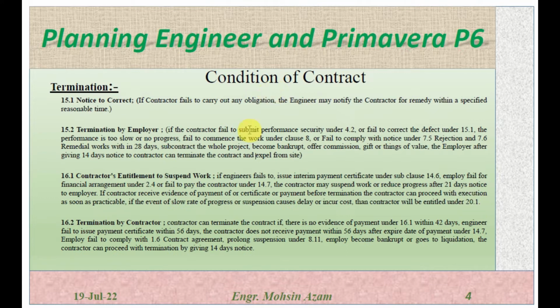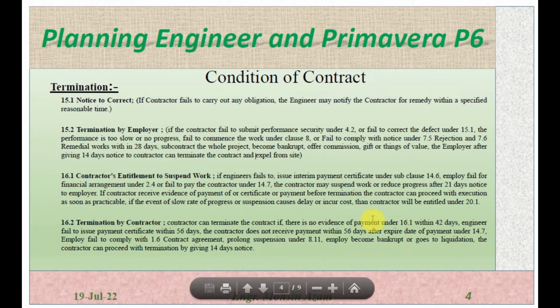The termination by contractor. The contractor can terminate the contract if there is no evidence of the payment under 16.1, as we discussed. So under 16.1, if there is no evidence of the payment within 42 days, or if the engineer failed to issue the payment certificate within 56 days, or the contractor does not receive payment within 56 days after expiry of the payment under 14.7, or if the employer failed to comply under 1.6 contract agreement, or if the suspension is prolonged under subclause 8.11, or the employer becomes bankrupt or goes into liquidation, the contractor can proceed with the termination by giving 14 days notice.